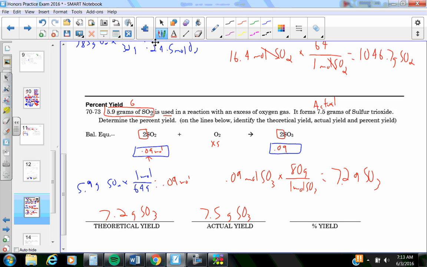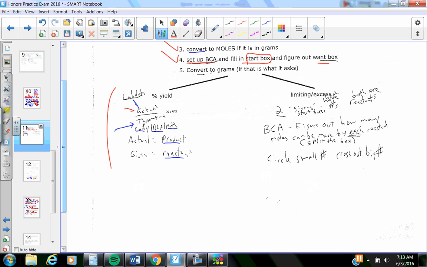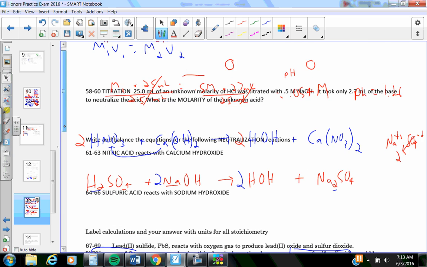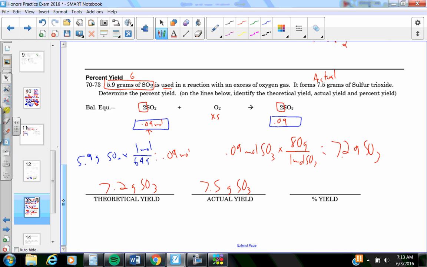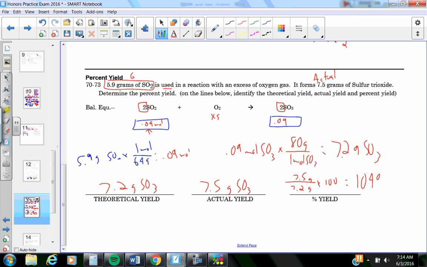Seems impossible, but these things happen in a high school lab or any lab where we might not have got a perfect product. The last step is to calculate the percent yield. Put the actual on top, divided by the theoretical, times 100 to get the percent. If you got 7.5 grams out of 7.2 grams possible, 7.5 divided by 7.2 times 100 equals 104% yield.